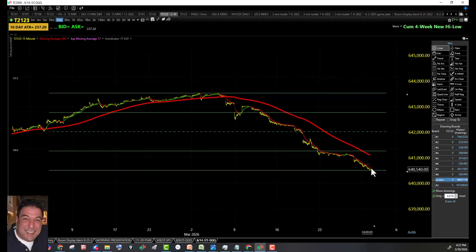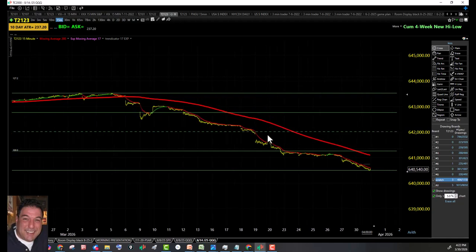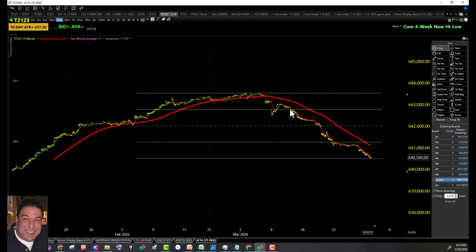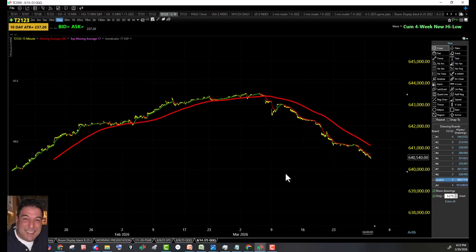So we're at the bottom of quadrant 1. This is the 15-minute T2123. That's bearish down there. And obviously you're making lower highs, making lower lows, so you're in a downtrend. And you're under the falling 200 SMA. Not my favorite place to be unless you're a bear. So that's T2123, 15-minute chart, bearish and in a downtrend.